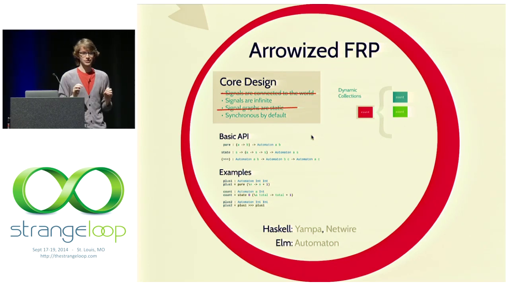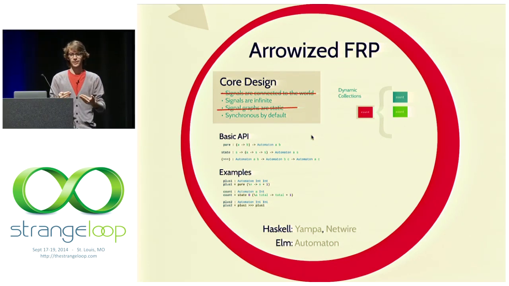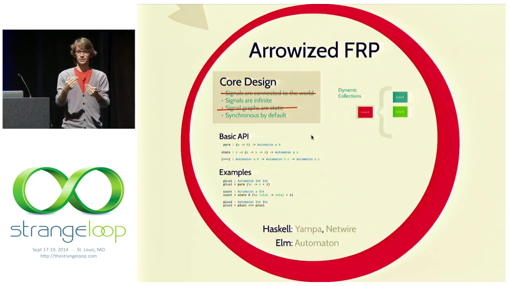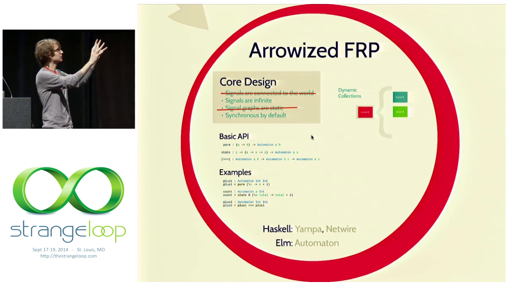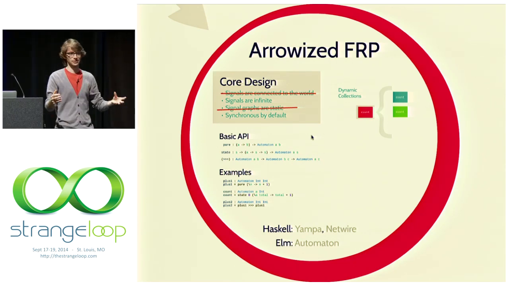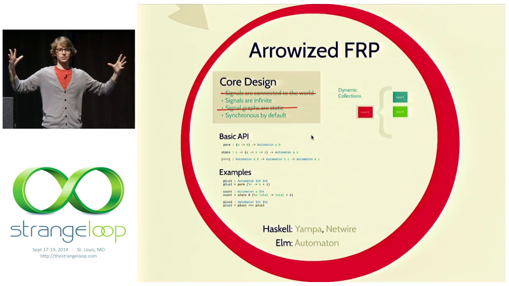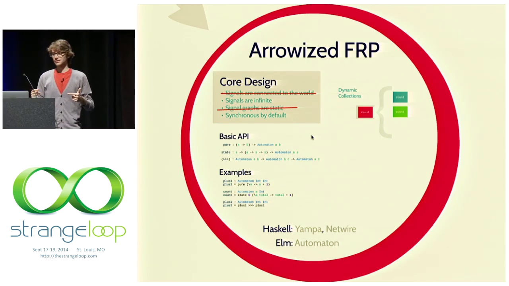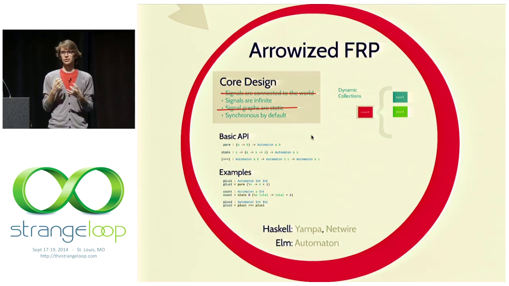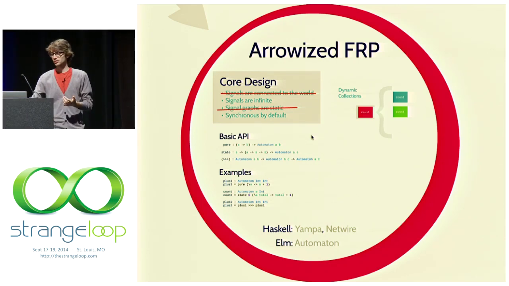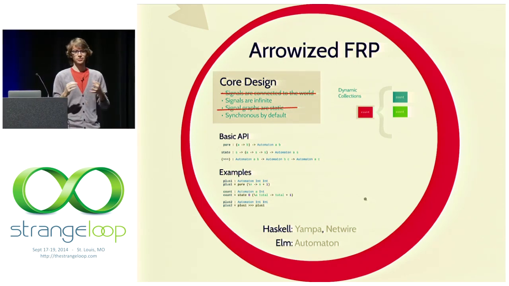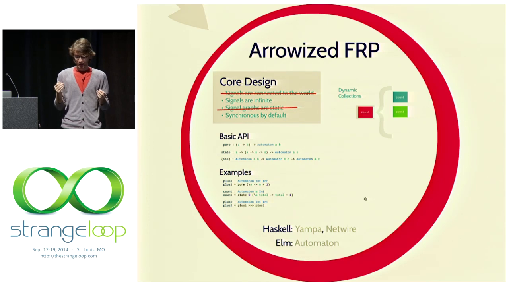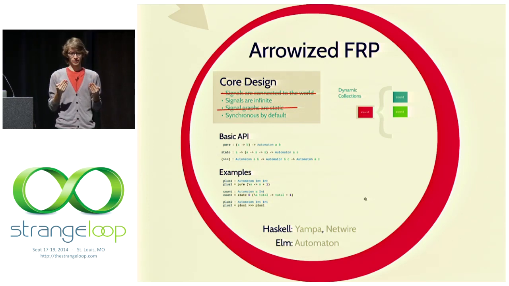But we gave up something really important, which is that we can talk about signals coming from the world. So in this system, there's no way to talk about mouse position. That's something that exists externally. So what that means is arrowized FRP is really about structuring code. And so it can show up in a library for Elm or Haskell or whatever. And it's in competition with using pure functions and modules as a means of abstraction.